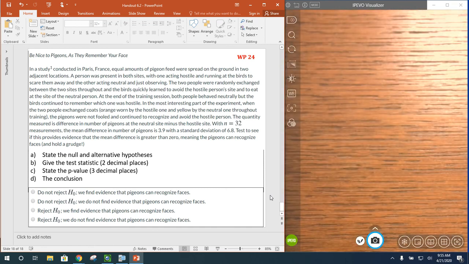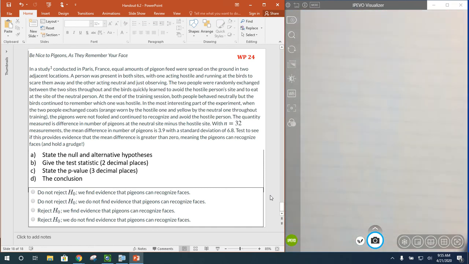One more, last one. It says, be nice to pigeons. In a study conducted in France, equal amounts of pigeon feed were spread on the ground into two adjacent locations. A person was present at both sites. One was acting hostile and running at the birds to scare them away, and the other was neutral and just observing. The two people were randomly exchanged between the two sites throughout, and the birds quickly learned to avoid the hostile person's site and to eat at the site of the neutral person. At the end of the training session, both people behaved neutrally, but the birds continued to remember who was hostile.